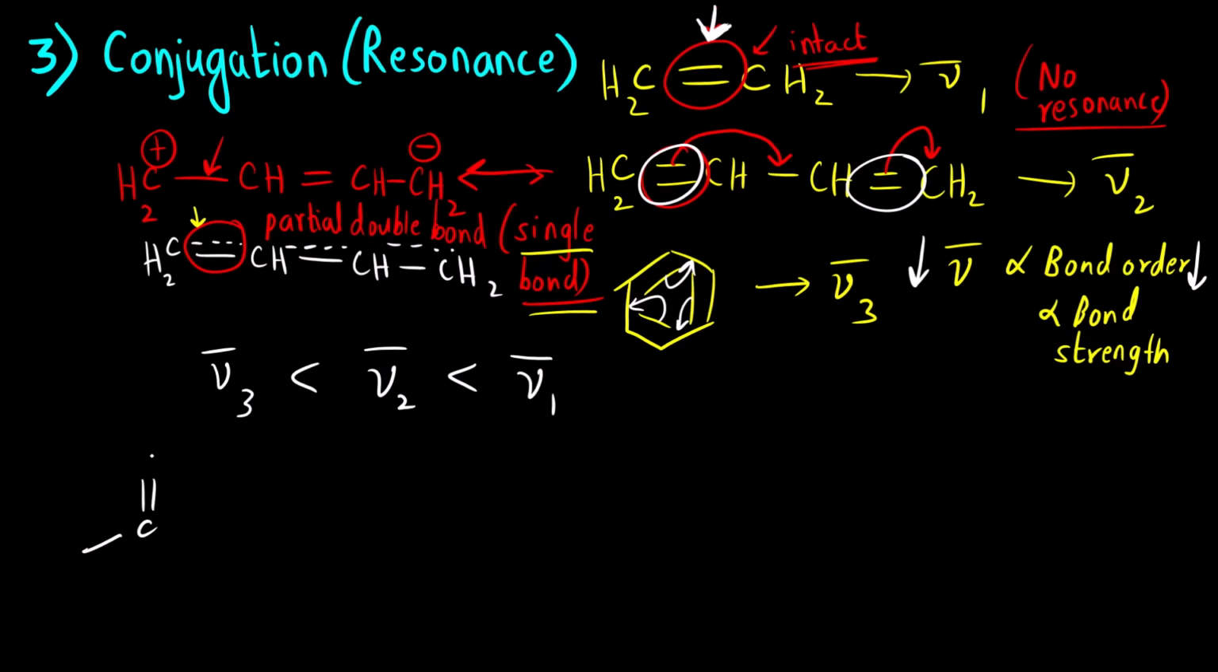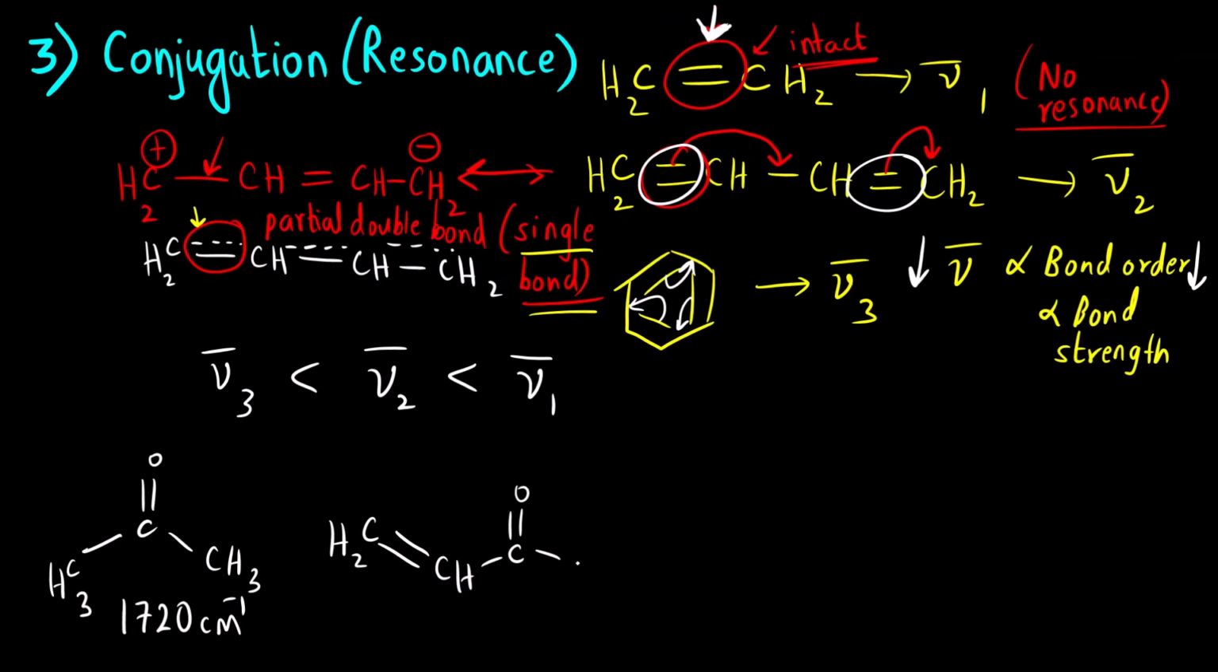Now another example is in the carbonyl compound. Suppose I take one example, that is acetone. Here the stretching frequency is around 1710 to 1720 centimeter inverse. And now if I introduce conjugation, you can see the same concept is happening, that the conjugation is taking place. Here we are talking about the stretching frequency of carbonyl group.